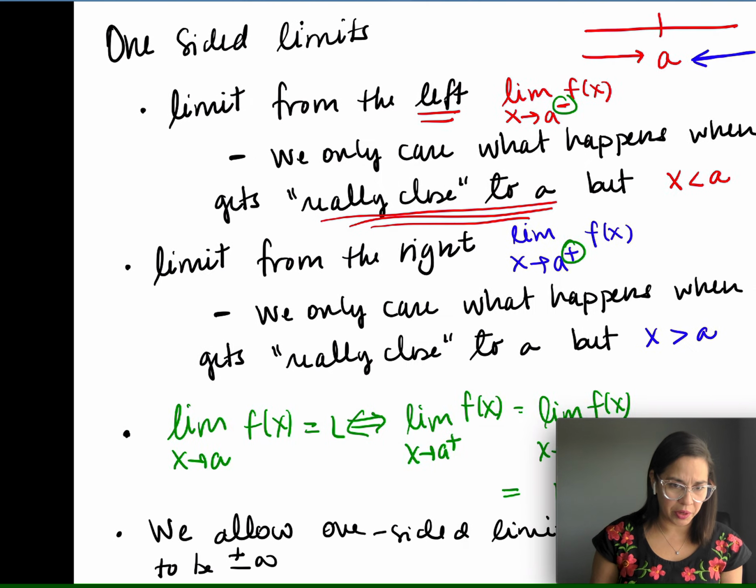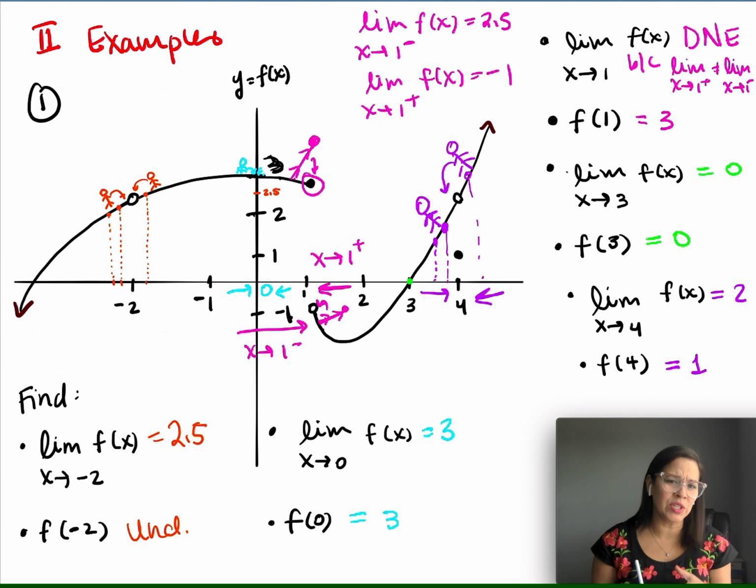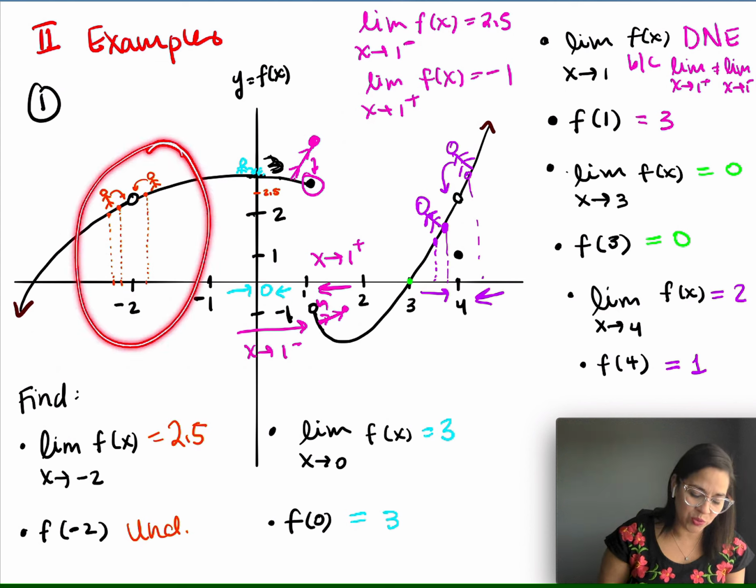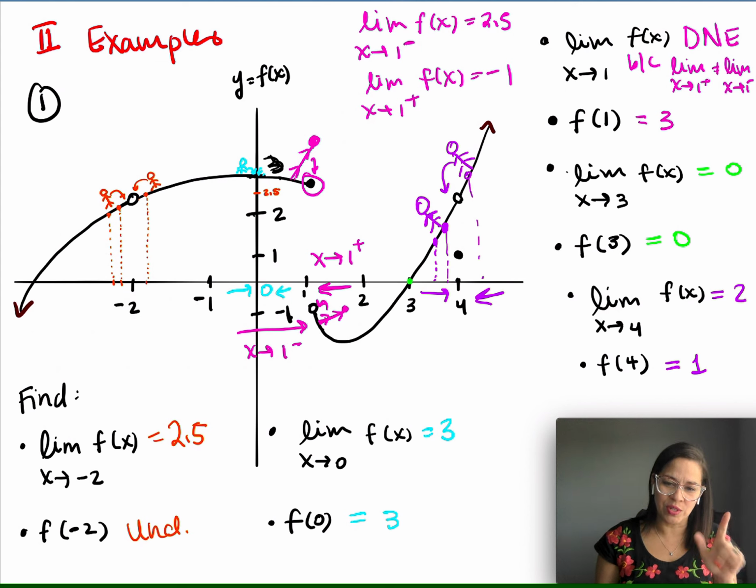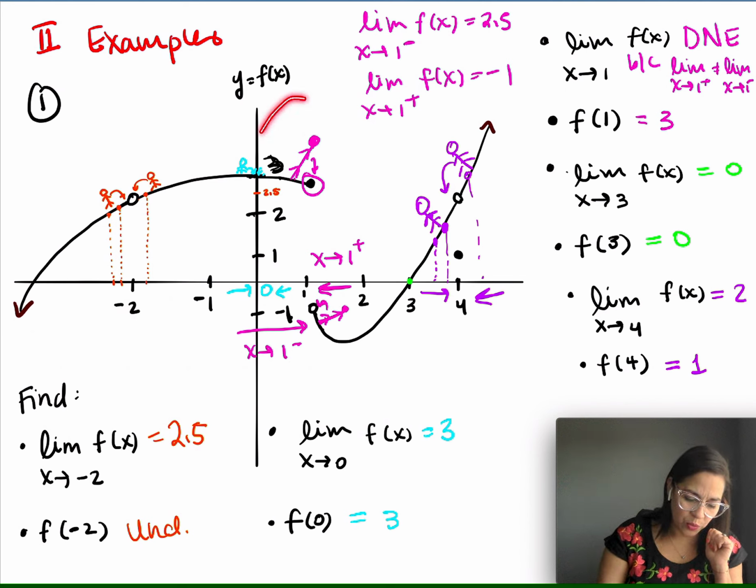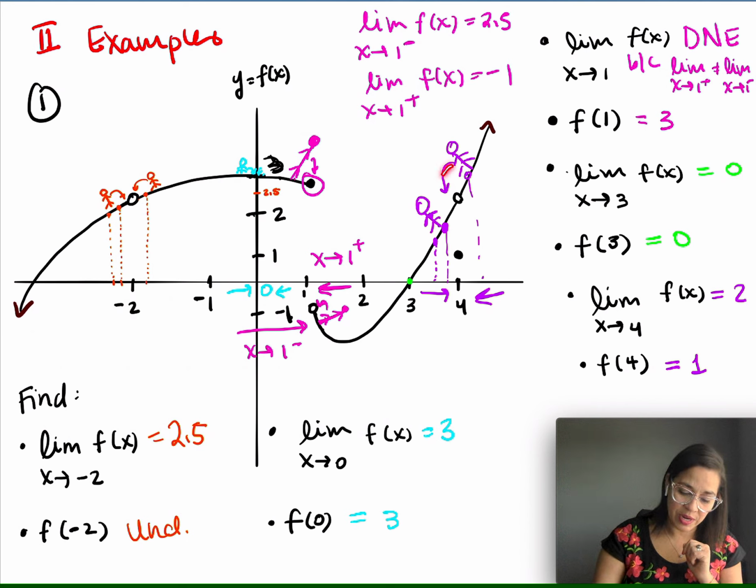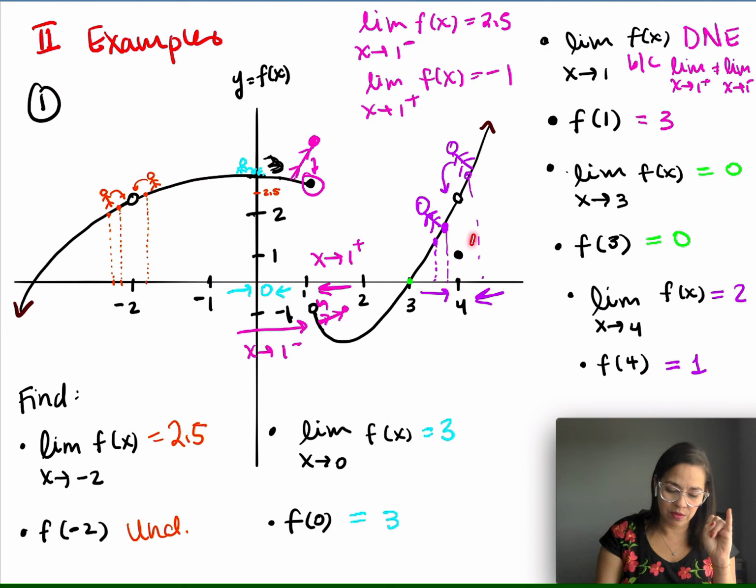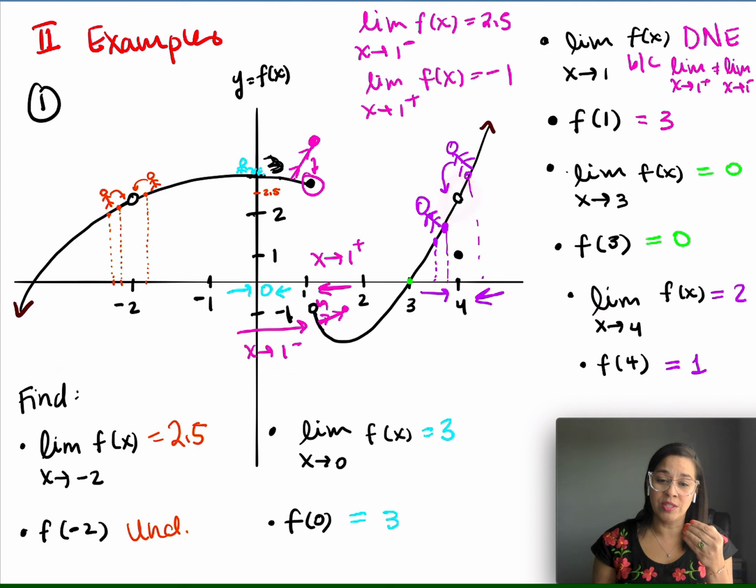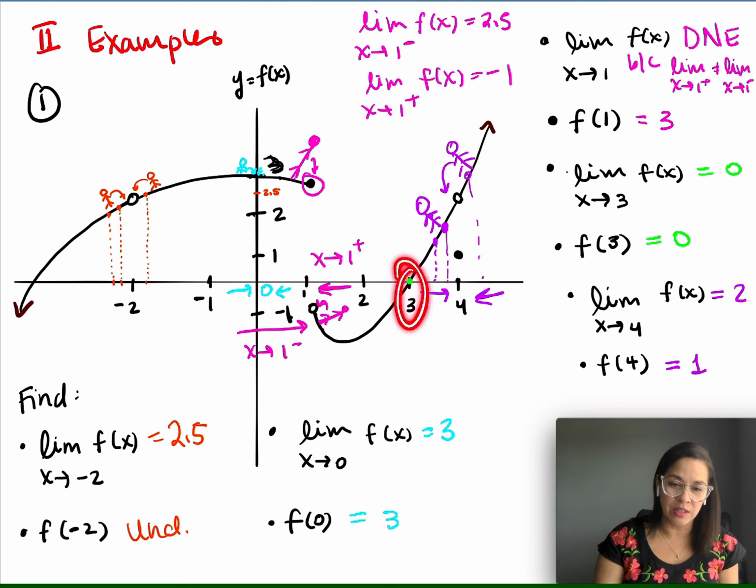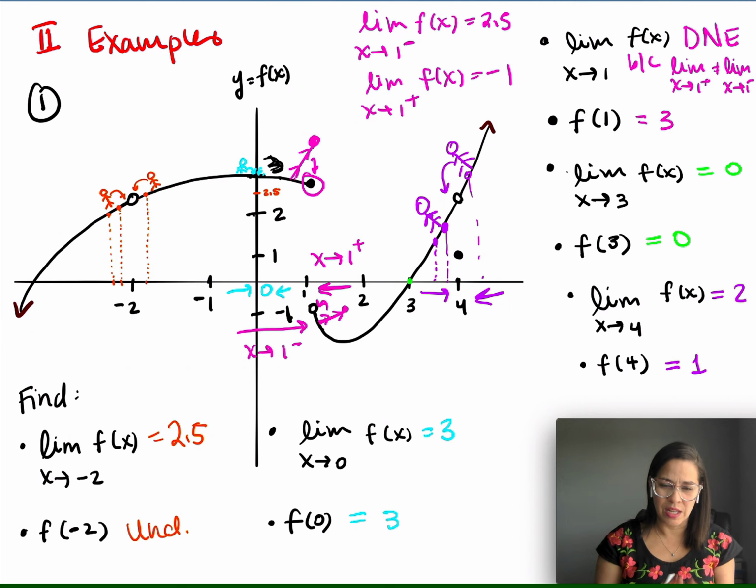Perfect. So let me just review this real quick, okay? So in this example in particular, this gives you all the possibilities you can have, okay? Here we have that the limit exists, but the function is not defined. Here we have that the function is defined, but the limit does not exist. Here we have that the function is defined, the limit exists, but they're not the same thing. And then here we have that the limit exists, the function is defined, and they are the same thing. That's all you can have, okay?